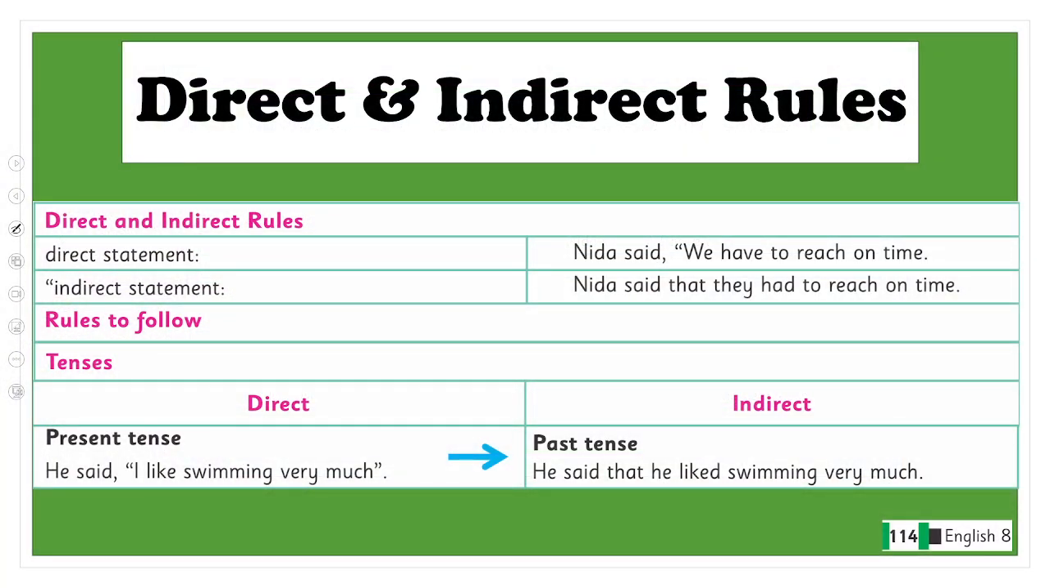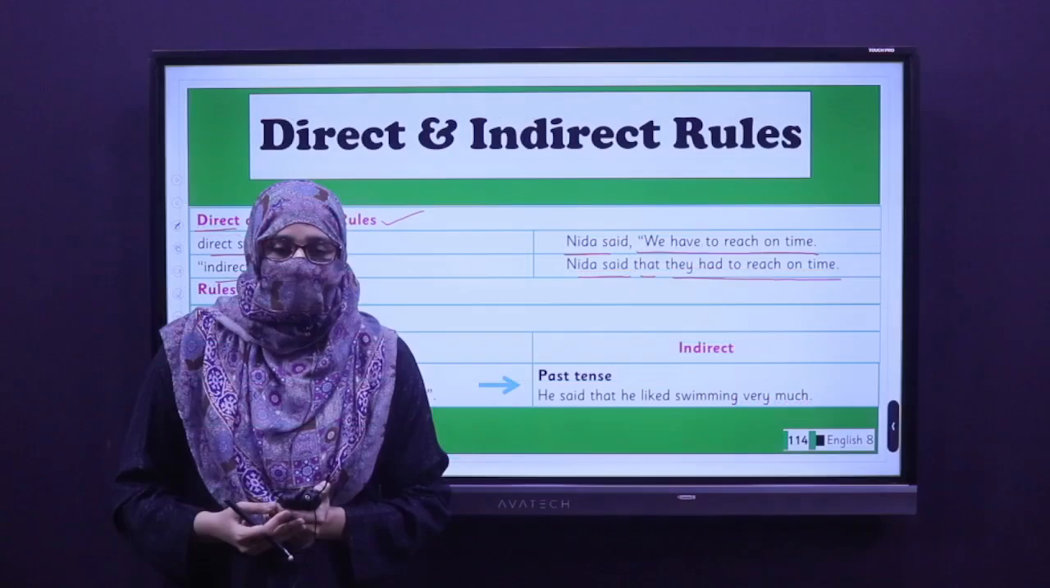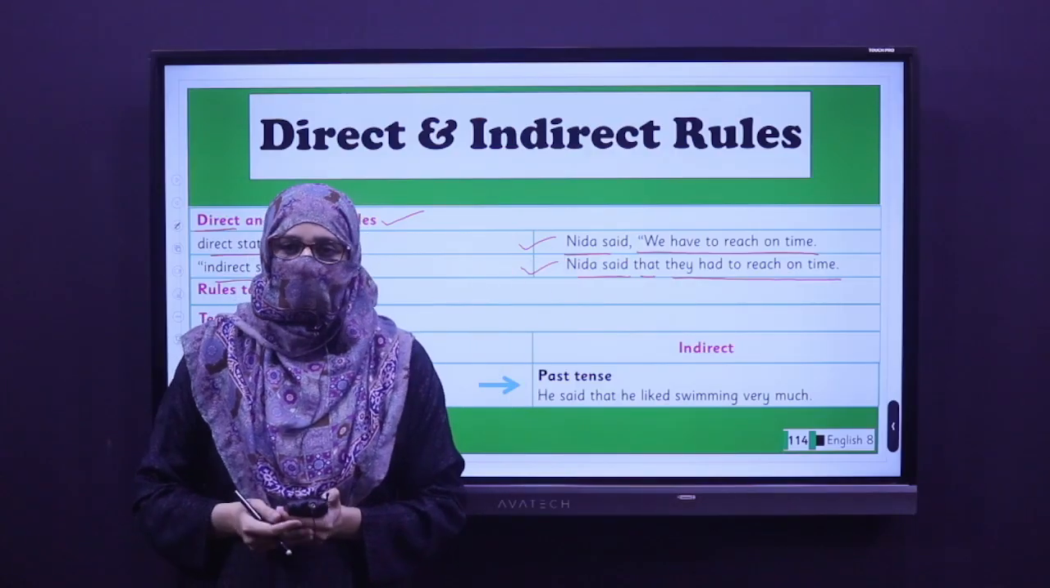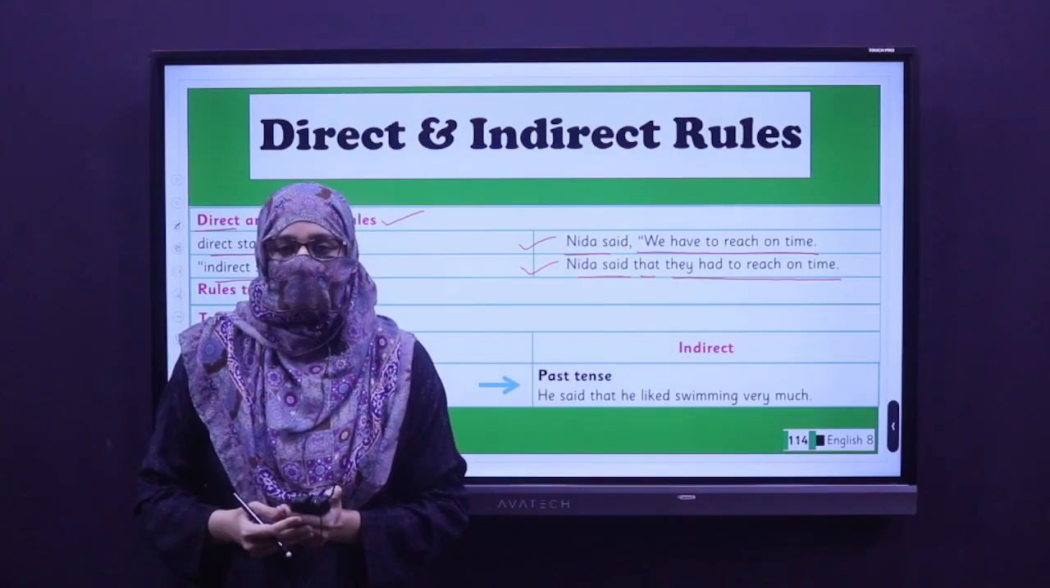So these are some of the basic rules that we learn when we are supposed to change direct sentences into indirect sentences. Direct statement क्या है? Nida said we have to reach on time. और indirect statement क्या है? Nida said that they had to reach on time. So, ये sentence, this particular sentence, इस sentence में कैसे change हो गया? इसके rules हम सीखते हैं.